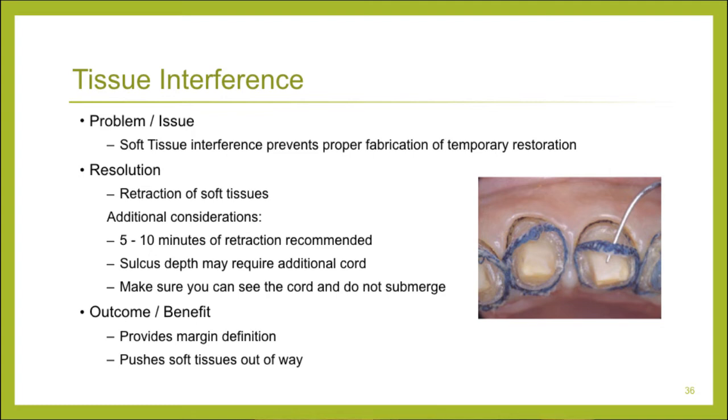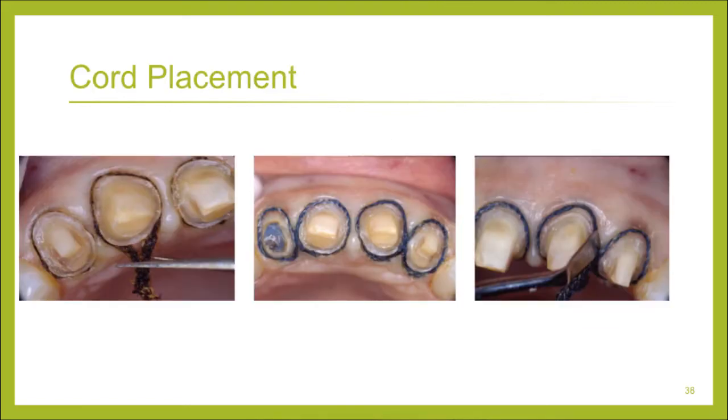So let's talk a little bit about the problems and the issue. We see a lot of soft tissue that interferes with the areas, so this way we can't really fabricate a provisional restoration. It makes it tough. How do we find the resolution for that? It's really just utilizing retraction cord and thinking about how long it's going to sit there. A lot of times the doctor will go check hygiene while I'm placing the cord. I like to do a two-step cord technique, but I am a cord person.